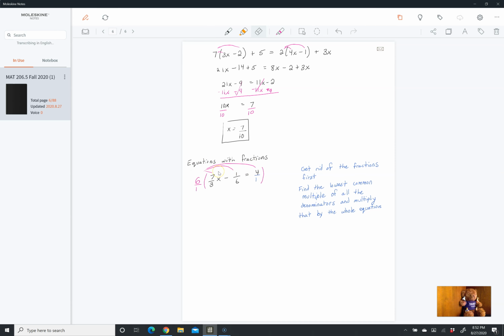So 6 times 7 is 42, so you get 42 over 3. Whoops, let me put that in a different color, just so that you know that it's not what we're working on. So 42 over 3x, and then we have minus 6 over 6 is equal to 24 over 1. Then you go through and you simplify. So 42 over 3 is 14.